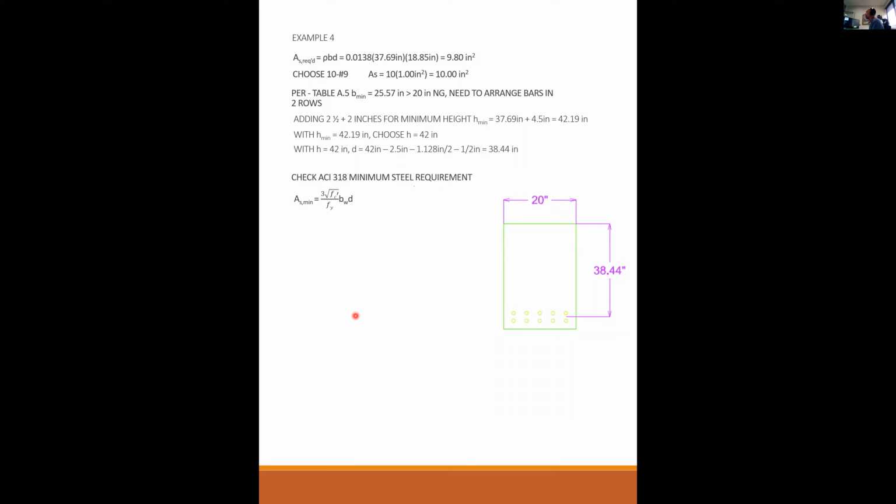So the equation is 3 square root f'c over Fy times bw d, or 200 over Fy times bw d. First one, and I'm back to 4,000 PSI concrete. So 3 times square root of 4,000 over 60,000 times 20 times 38.44 is 2.43. 200 over Fy times bw d gives me 2.56. 2.56 will control, but 10 square inches is well better than 2.56 square inches, so we're fine with our minimum steel.